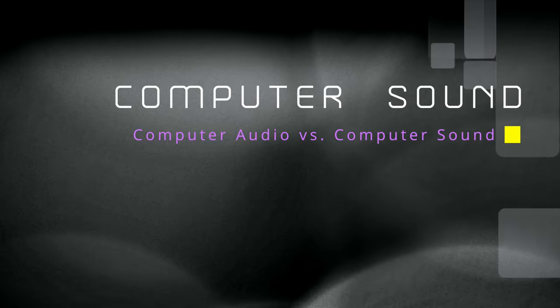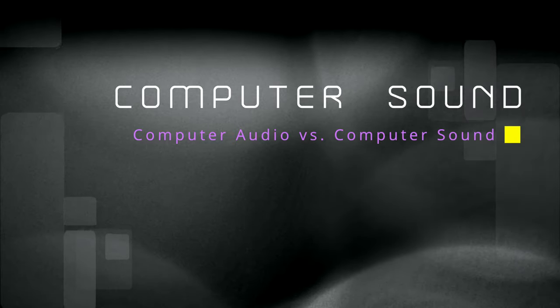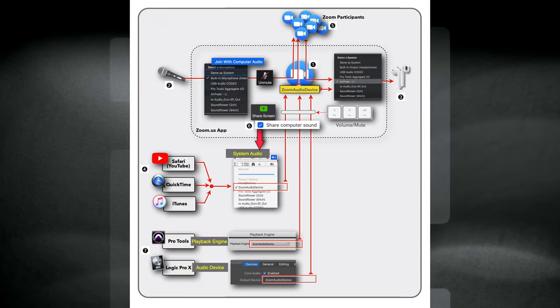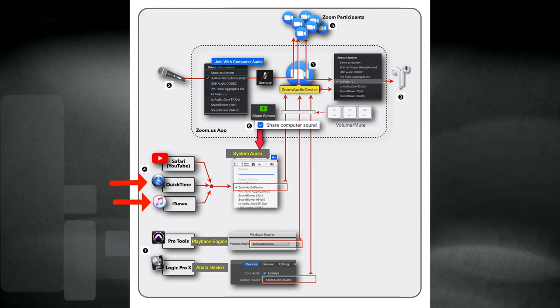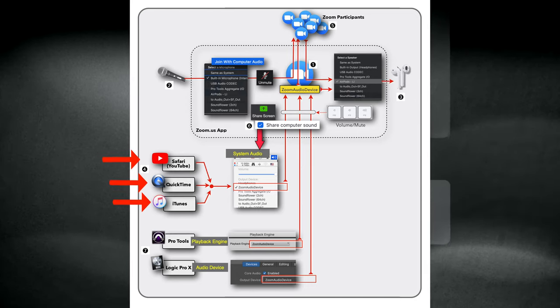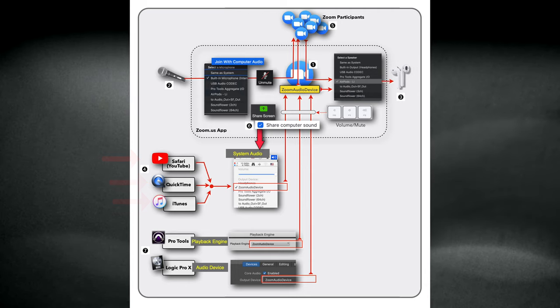With the term computer sound, Zoom refers to your system audio on your computer. As you can see on the diagram that I explain in detail in my book, computer sound is the audio signal that is coming from all your audio applications on your computer. For example, when you play back a YouTube video, iTunes, or Spotify.